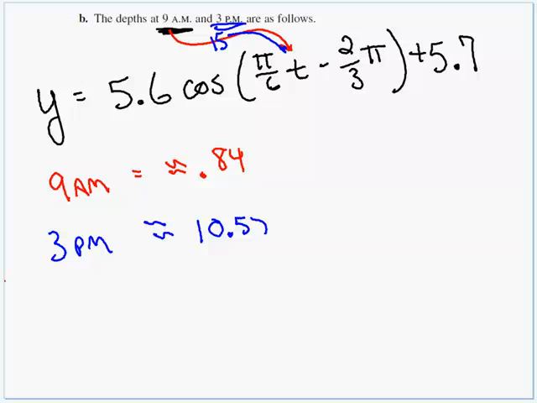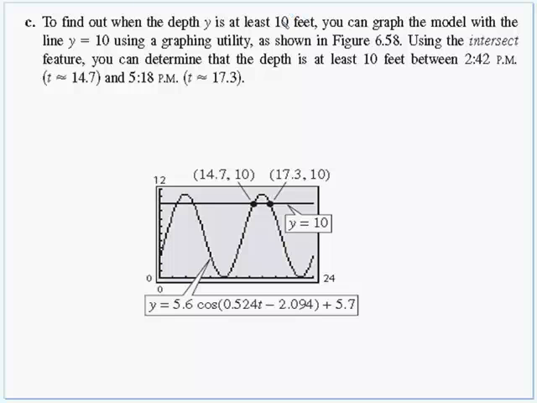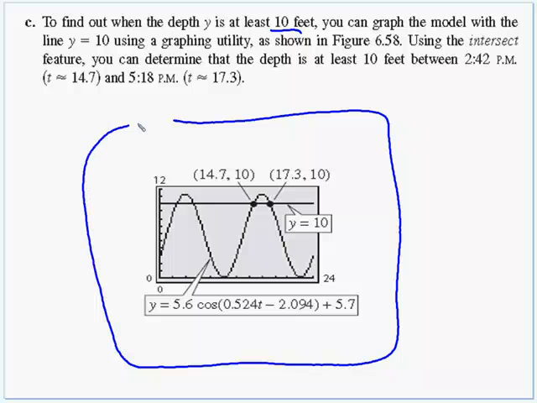Part C. Part C talked about a boat docking in the harbor. It needs at least 10 feet of water. What times could the boat dock? Graphing calculator makes this very easy. Here's our function that we graphed. You'd go into the y editor and enter your function, then graph that and the line y equals 10. So here is the water line, 10 feet deep as the minimum. And we can see that here we're much too shallow. The boat could not dock. But there is some point in time when the water hits 10 feet.